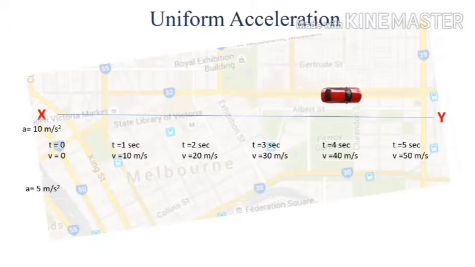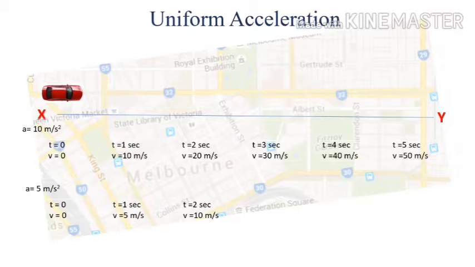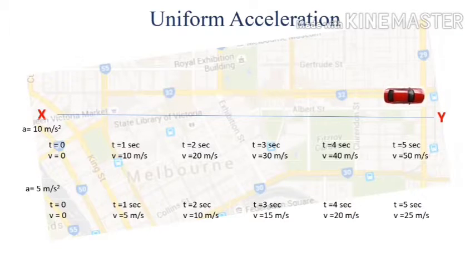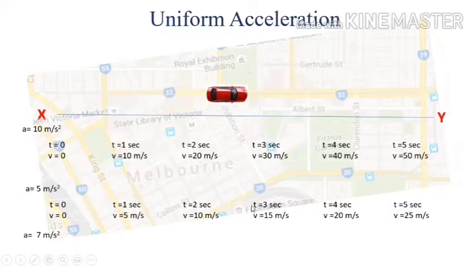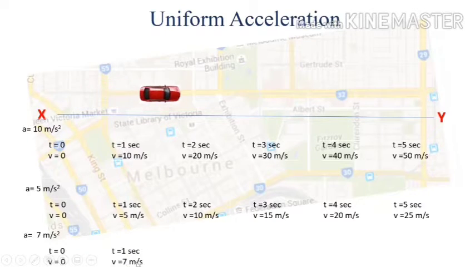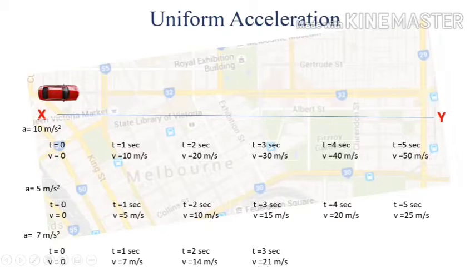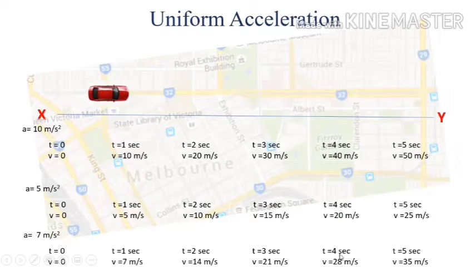Similarly, if acceleration is 5 meter per second square, initially at time t equal to 0, velocity is 0. Subsequently, velocity will increase in multiples of 5, that is 5, 10, 15, 20 and 25. Similarly, if acceleration is 7 meter per second square, the velocity will increase in multiples of 7, that is 7, 14, 21, 28. That means here change in velocity is constant in every case.